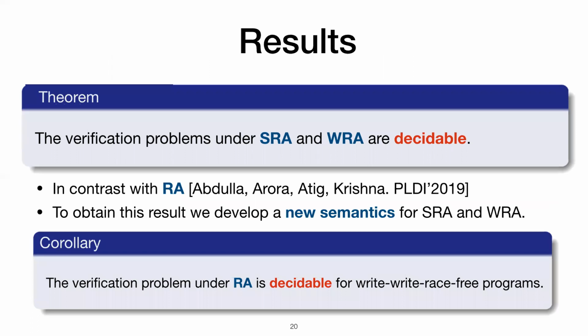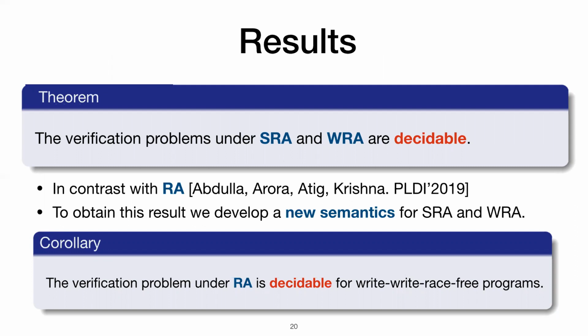So what we proved is that the verification problems under SRA and WRA are decidable. And this is in contrast with release acquire RA. So it's nice. I think we managed to surround RA, the undecidable one, with the decidable one above and the decidable one below. And to do that, we developed a new semantics for these two models, SRA and WRA.